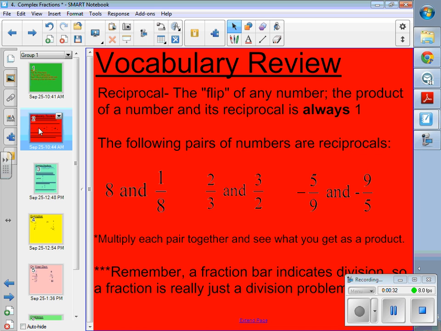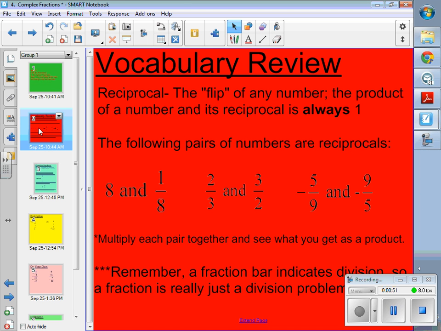Okay, here's some of the vocabulary. A reciprocal is the flip of any number. The product of a number and its reciprocal is always 1. The following pairs of numbers are reciprocals: 8 and 1/8, 2/3 and 3/2, -5/9 and -9/5.